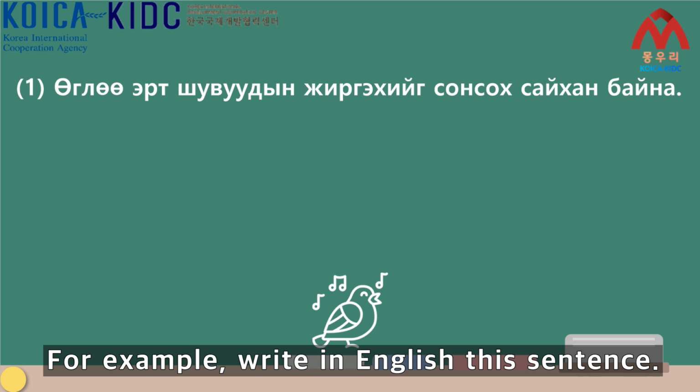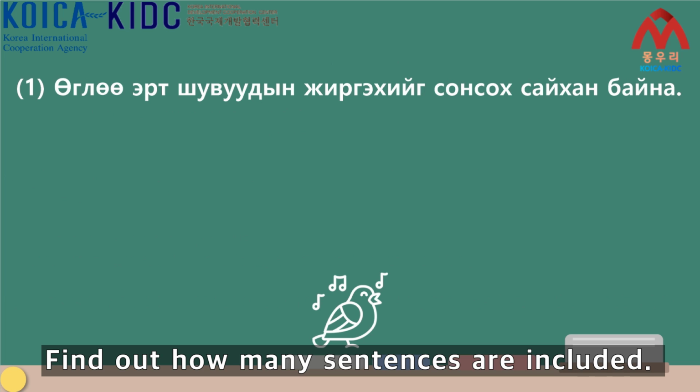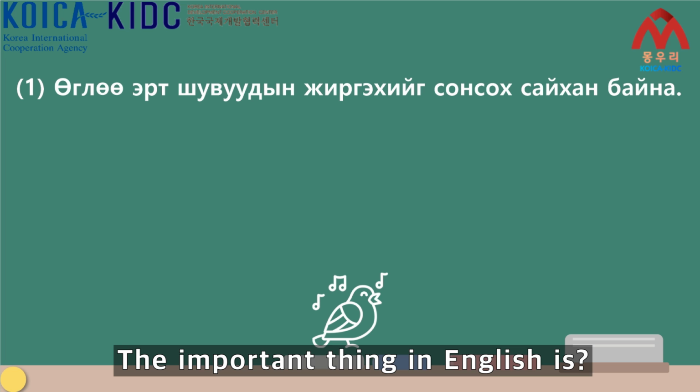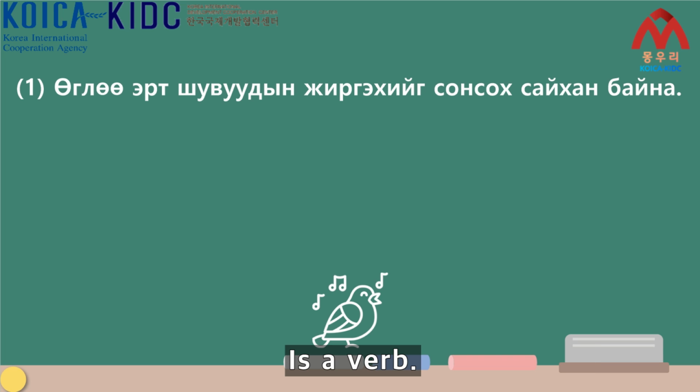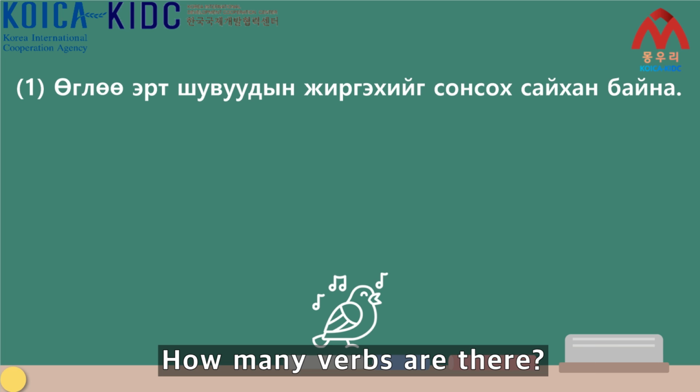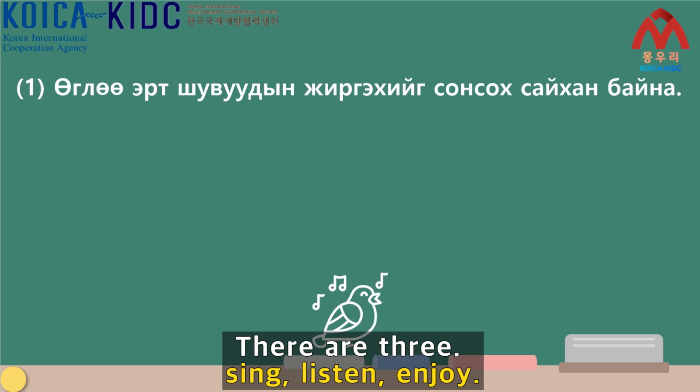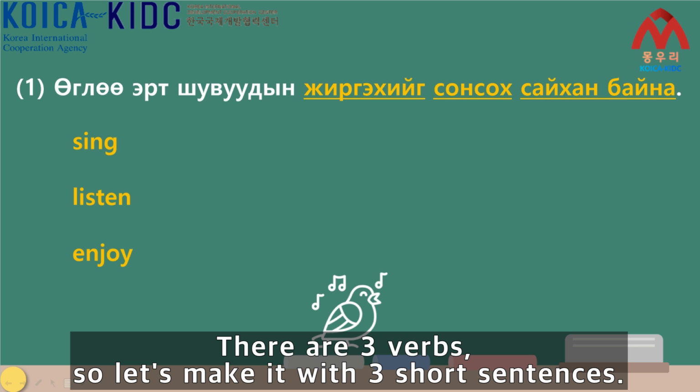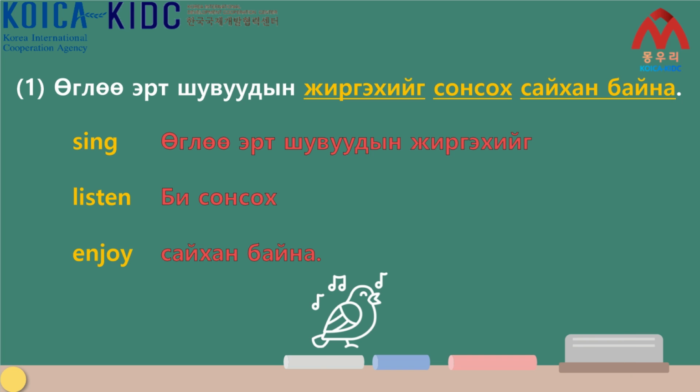For example, write this sentence in English. Find out how many sentences are included. The important thing in English is a verb. How many verbs are there? There are 3. Sing, listen, enjoy. There are 3 verbs, so let's make it with 3 short sentences.